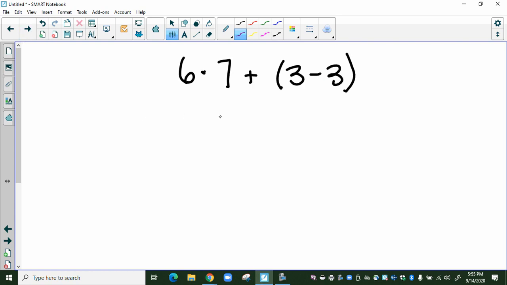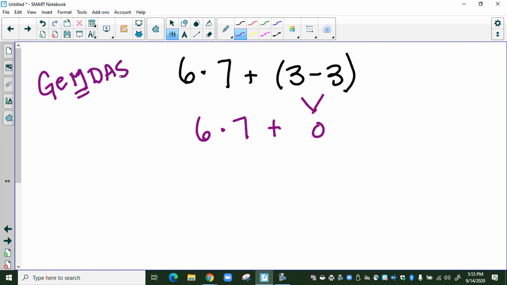Our next example, we have grouping symbols. 3 minus 3 is 0. Carefully copy the rest of the problem. No exponent. We do have multiplication, and we do have addition. So if we go in order, we have to do the multiplication first. So that's 42. And 42 plus 0 is 42.